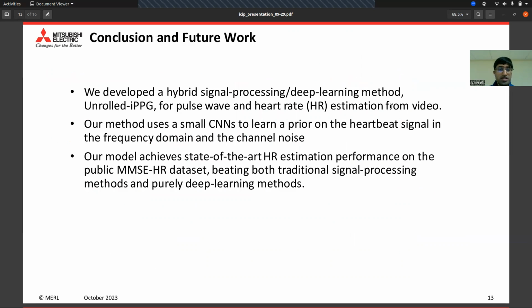We conclude by demonstrating that our hybrid signal processing and deep learning method can estimate the pulse rate as well as the pulse wave from facial video. Our method is able to use small convolutional neural networks that correspond to operators of some implicit prior. And we show that we are able to achieve state-of-the-art heart rate estimation performance on the MMSE-HR dataset. And it showed that our algorithm is superior to both traditional signal processing methods as well as purely deep learning methods.